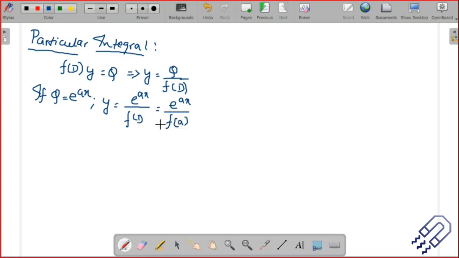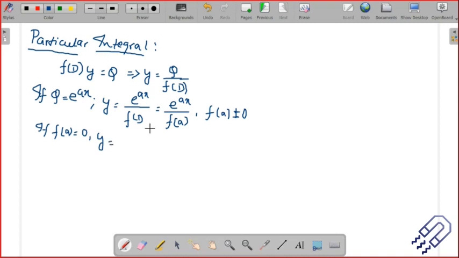I'm going to replace that d, that means d/dx, with a, whatever is the value, provided that f(a) is not equal to 0. Once I replace it with a, it should not yield f(a) equal to 0. If it yields 0, that means I cannot do it this way. If f(a) is equal to 0, then I have to go one more step.